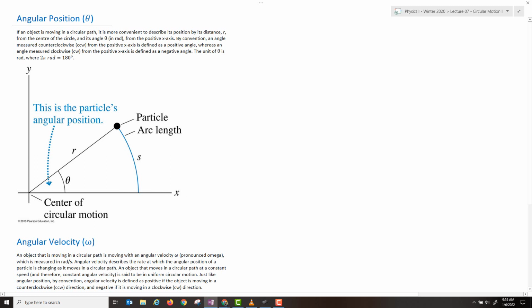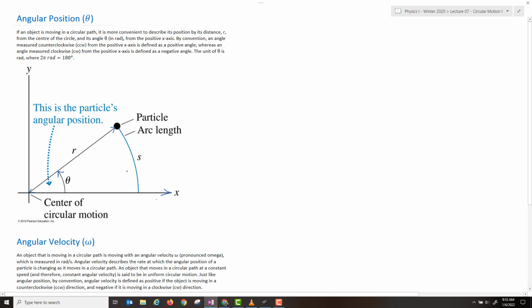So we can see that this is the positive x-axis down here, and the angle that an object has from the positive x-axis, we're denoting that by this theta angle over here, and the distance that the object is from the origin, that's r.